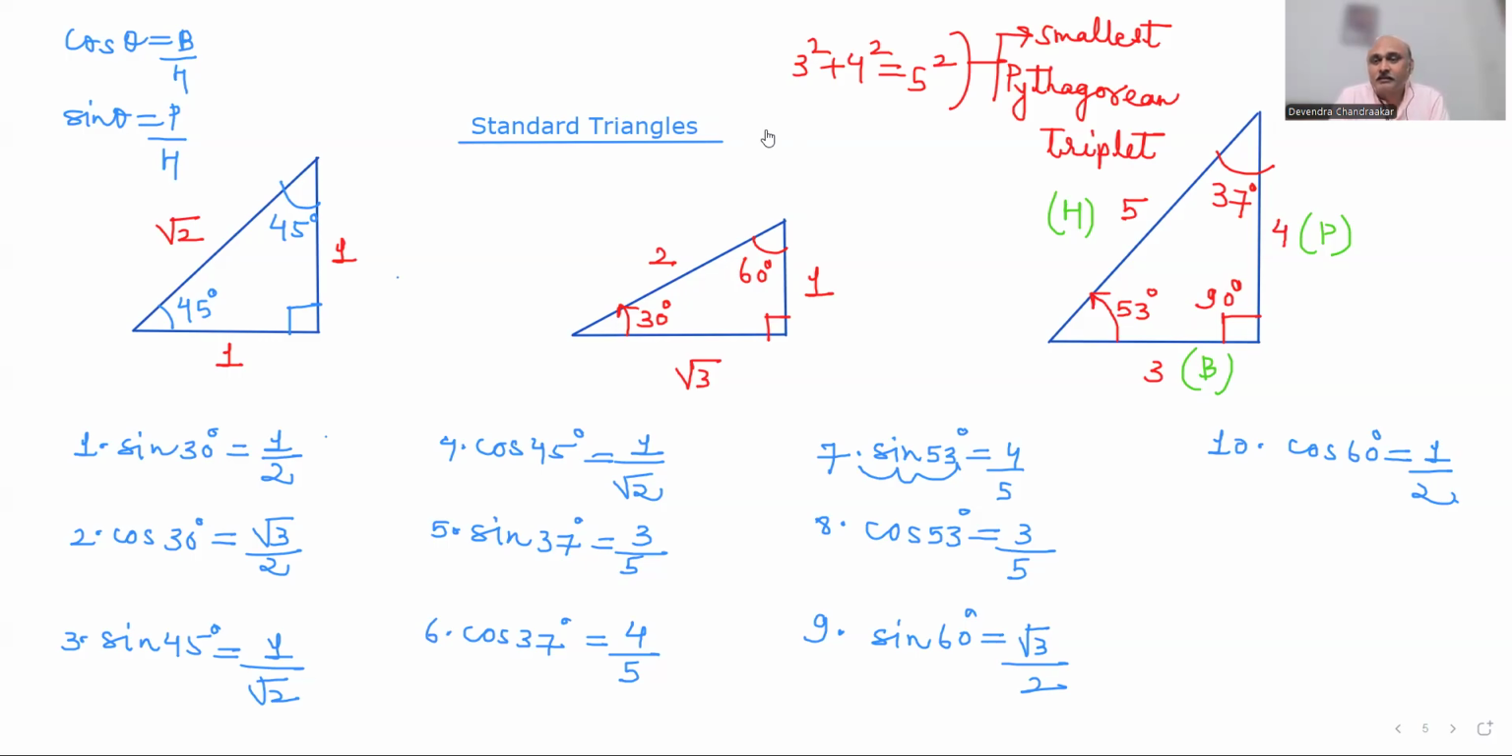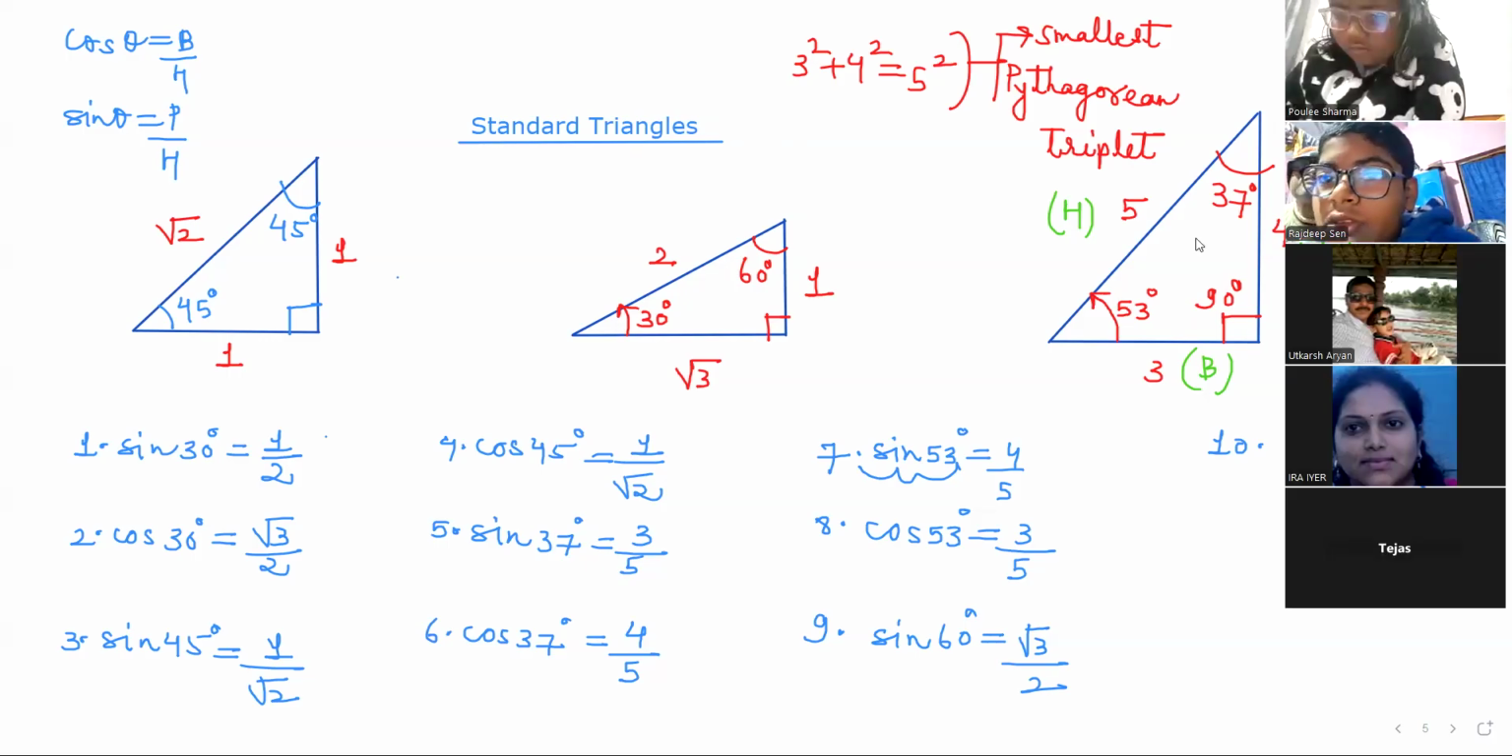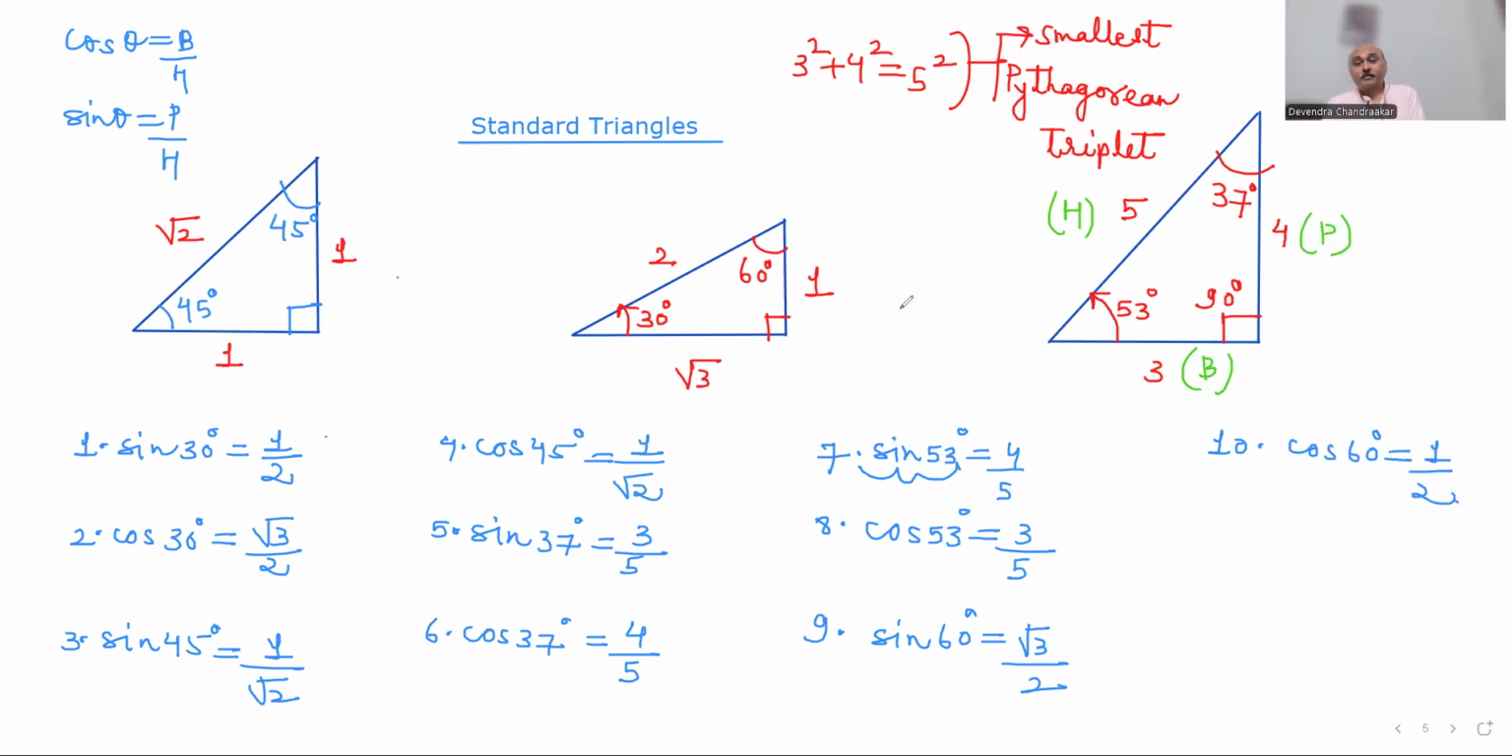9th and 10th. Let's take them one by one this time, okay? Polly, tell me, for 9th and 10th, right? For this 60-degree angle, which is the angle here, which side will be base, which side will be perpendicular, Polly? The side with root 3 will be perpendicular and the side with 1 will be base.